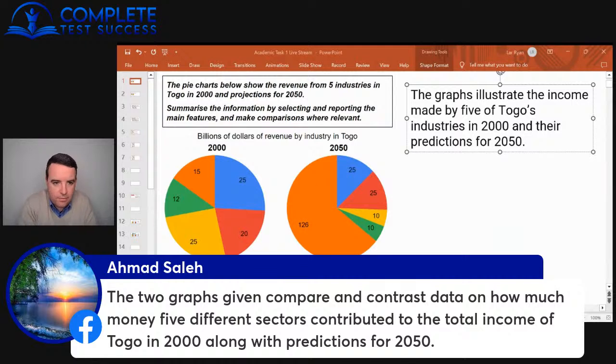Another paraphrase from Ahmad. The 2 graphs given, so it would be the 2 given graphs, compare and contrast data. No, compare and contrast is more what a person would do. So illustrate data about how much money 5 different sectors contributed to the total income of Togo.